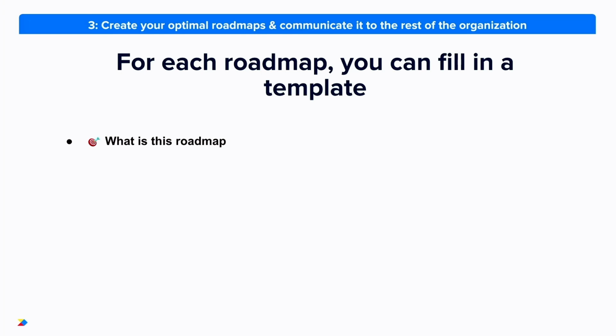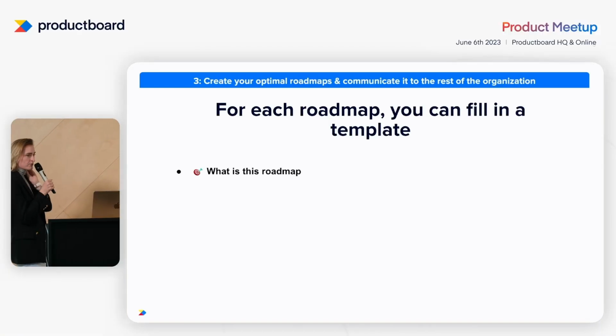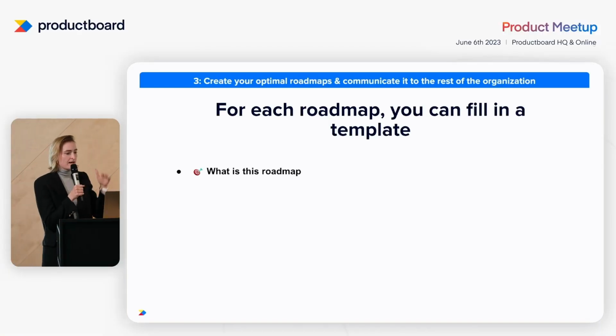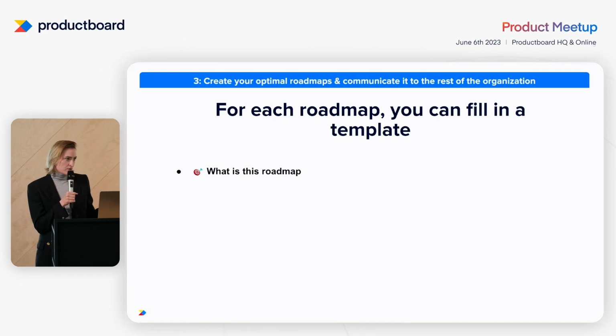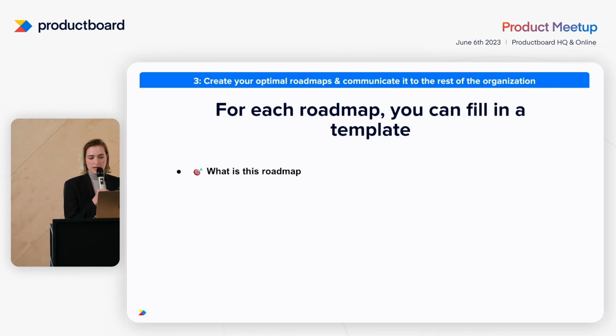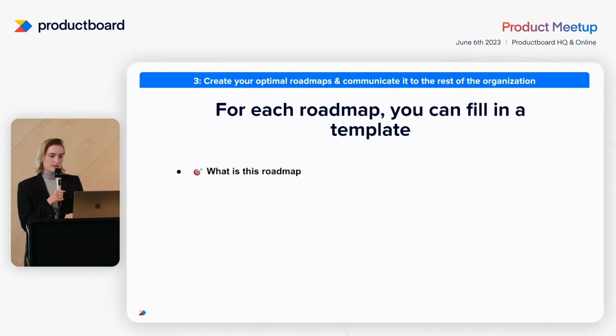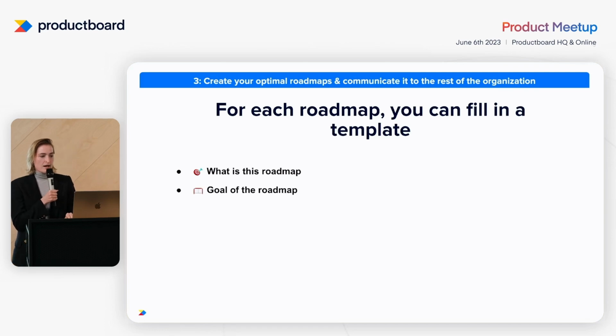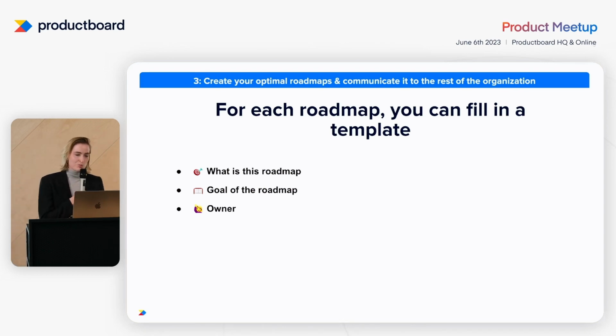I would personally, like when I mentioned the communication, in Notion or in whatever format or wiki that you have, fill in this template for each of your roadmaps. So I would clearly describe what the roadmap is good for. I would mention the goal of the roadmap, the owner, ideally one, because if there are multiple owners, then no one owns it. What is the intended audience?